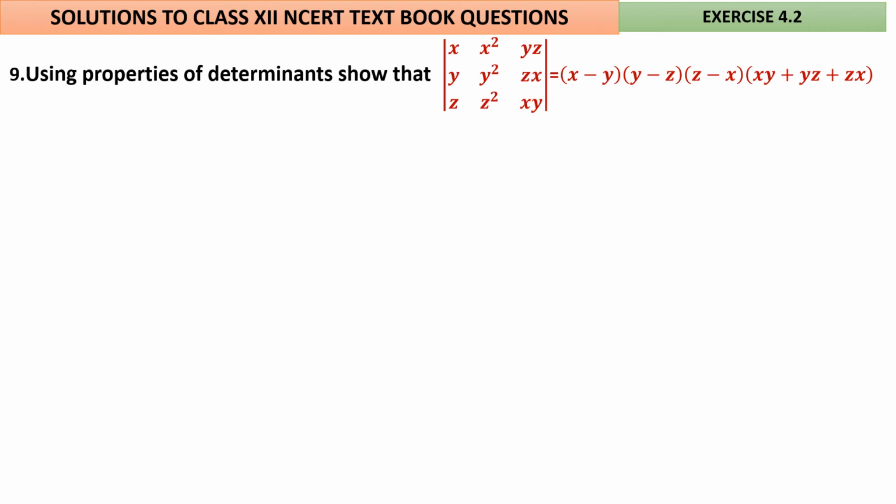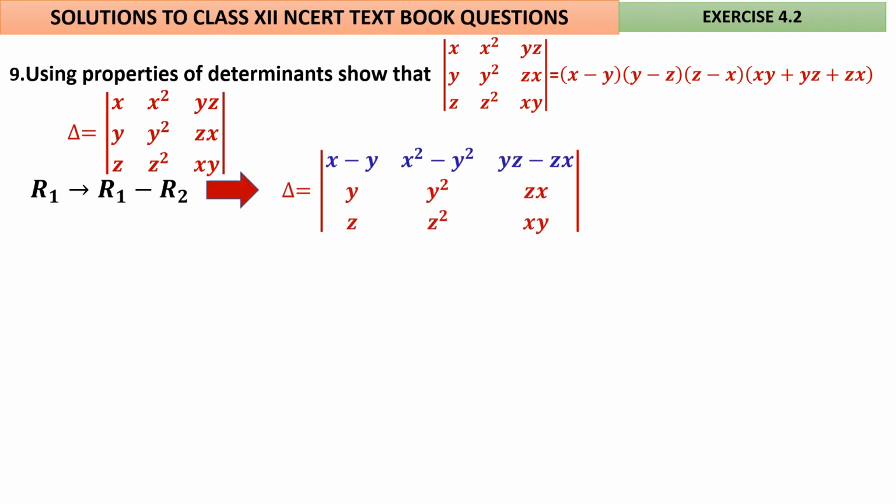The same question with a slight difference. On the right hand side, the given determinant is now of degree 5: x minus y into y minus z into z minus x into xy plus yz plus zx. Which should come out first? x minus y. Therefore, R1 minus R2. Now you have an idea of what should be done.